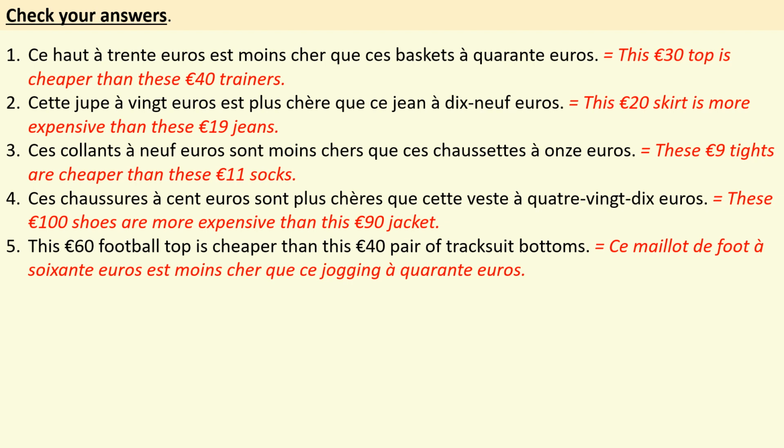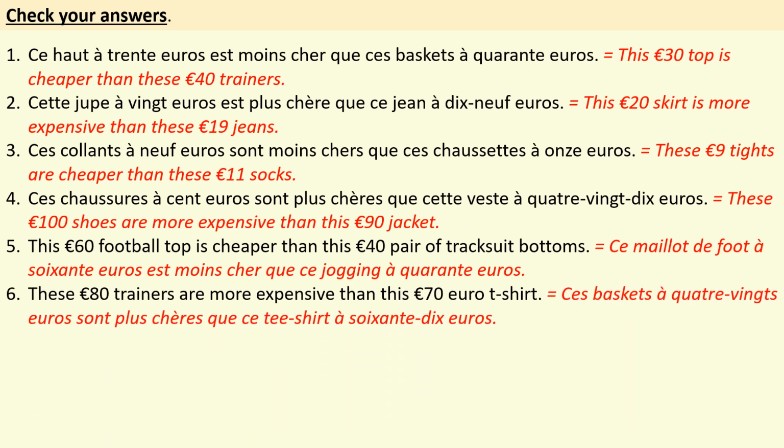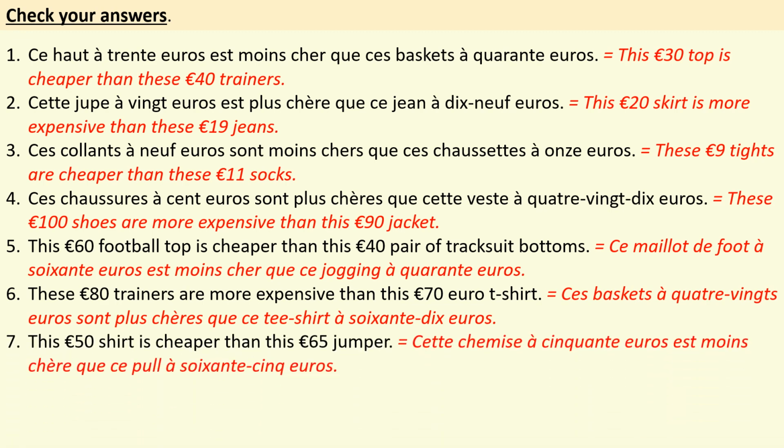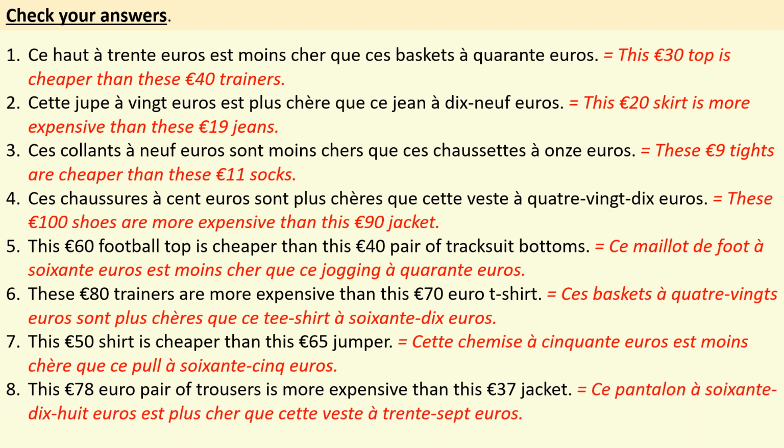5, you should have written ce maillot de foot à 60 € est moins cher que ce jogging à 40 €. And you should have written for 6, ces baskets à 80 € sont plus chères que ce t-shirt à 70 €. Number 7, you should have written cette chemise à 50 € est moins chère que ce pull à 65 €. And then finally for number 8, ce pantalon à 78 € est plus cher que cette veste à 37 €. Okay, make any corrections you need to. Pause to do that. Well done. Great activity.